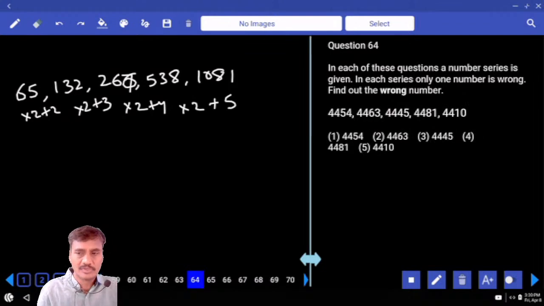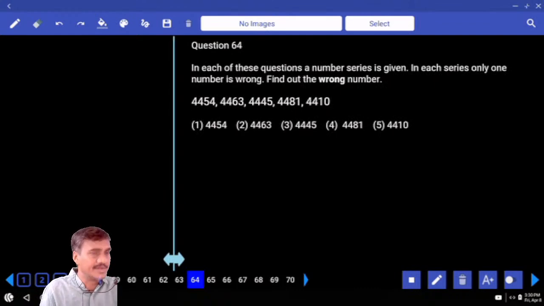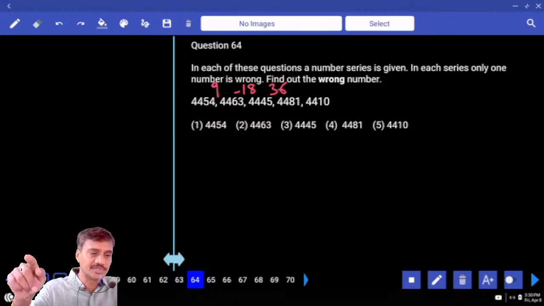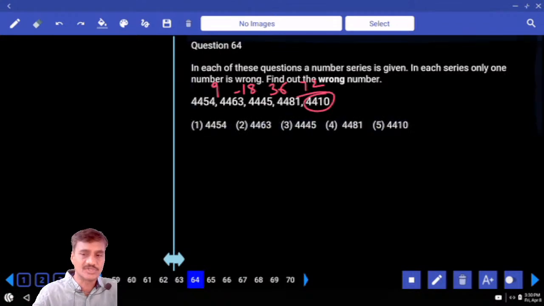Then 64. Now in the 64, what do we do with 44, 54? The difference numbers are big, but the numbers are increasing at a smaller rate. Now 44, 54 and 63, the difference is how much? 9. And 63 and 45 difference? 18. And the next one 45 and 81 difference, 36. 9 into 2, 18. 18 into 2, 36. 36 into 2, 72. Now 72 must be subtracted from this one. And if you subtract 72, how much do you get? And 4409 should come, right? Here 4410, that is the wrong one.